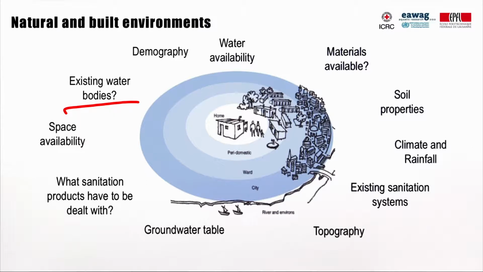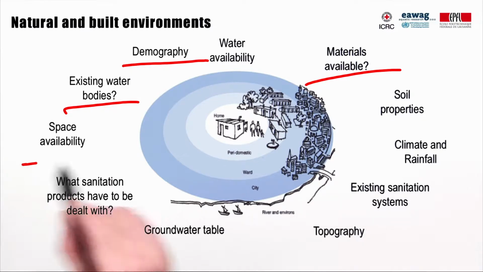What is the demography of the population? How many men, women, children, disabled, elderly people are there and what are their needs in terms of sanitation? What materials are available right now, in a week from now, in a month from now? What other resources can be used? Are there matching skills and capacities? Is there water available for hand washing, for flushing, for cleaning? Is there enough space and how much space is there available?